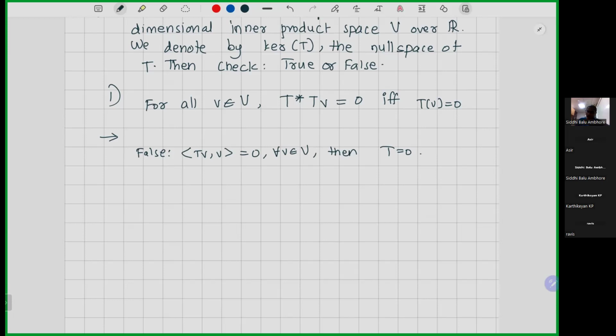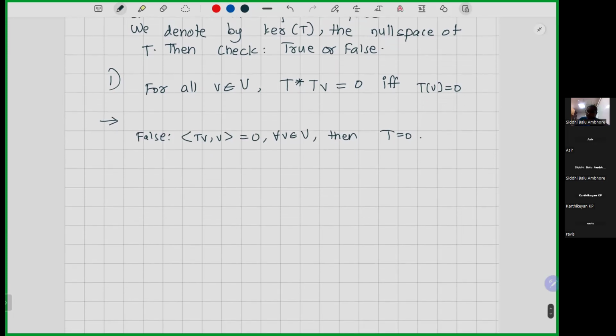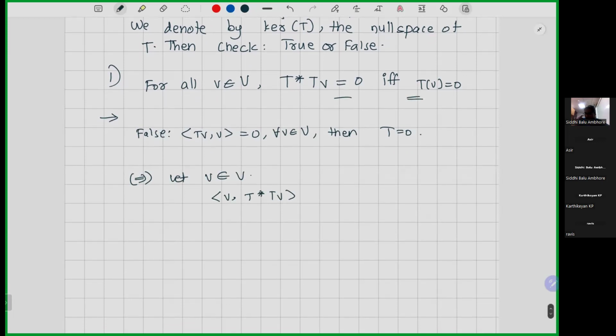Okay, so let us start with the first one. We have this thing and we have to check whether this always happens. So let v be in V. Then what is the inner product of Tv with T star Tv? What will this be? It is the inner product of Tv, comma Tv.